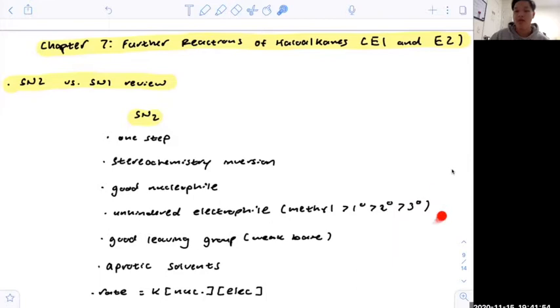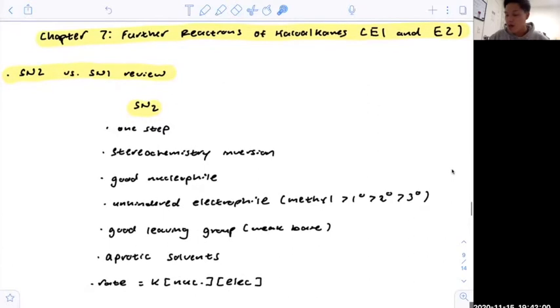These two are really rare, like I said. It requires a good leaving group, which is a weak base, an aprotic solvent, and the rate is given by the concentration of the nucleophile as well as the concentration of the electrophile.